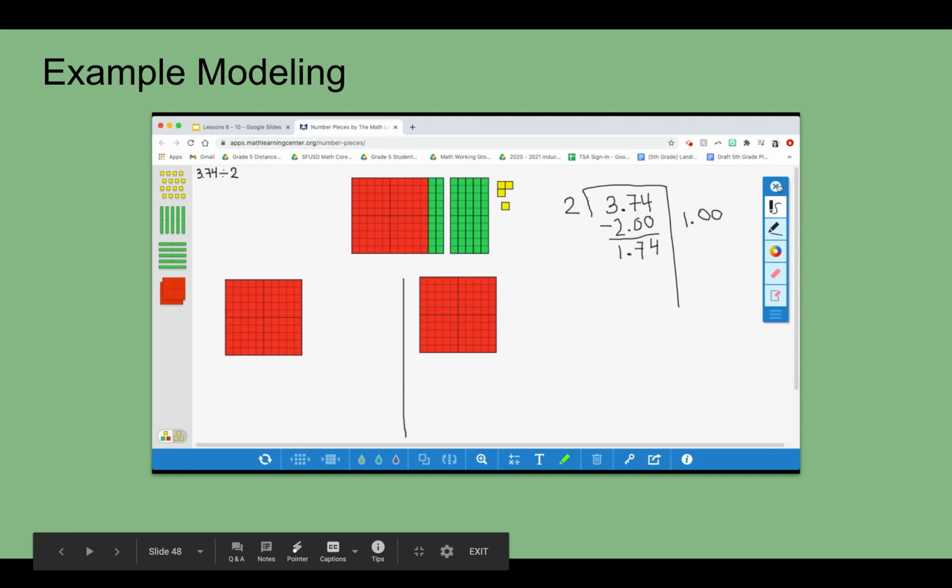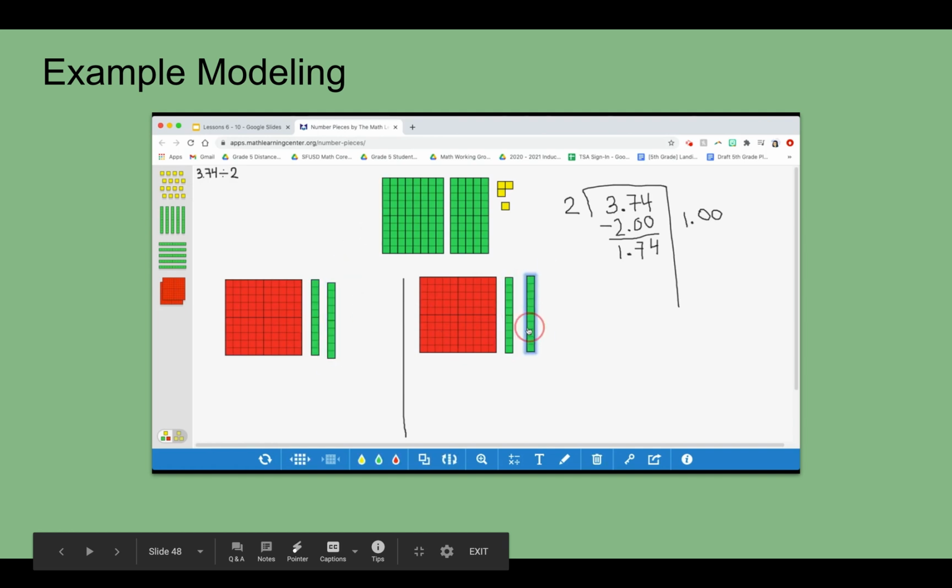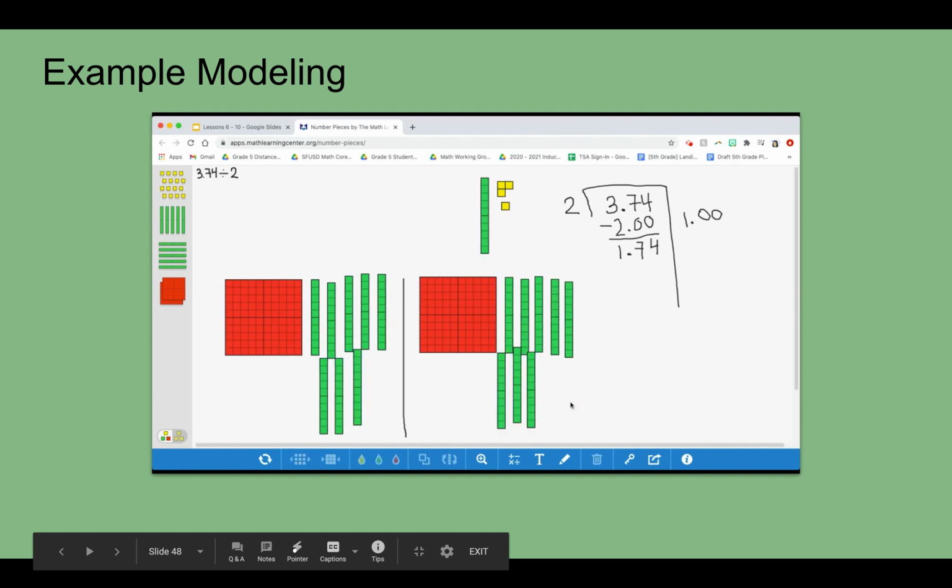The flat, I cannot divide up evenly into the groups. So what I need to do is trade the flat for 10 rods. Instead of moving the 10 rods over, what I can do is just click on the flat, make sure that it's highlighted in blue, and then I'll click on the break up pieces button at the bottom. You'll notice that the flat changed color. It's now 10 green rods, and these rods I can divide up evenly amongst the 2 groups. So I'm going to put 1 in every group until it is no longer possible to keep dividing up the rods.